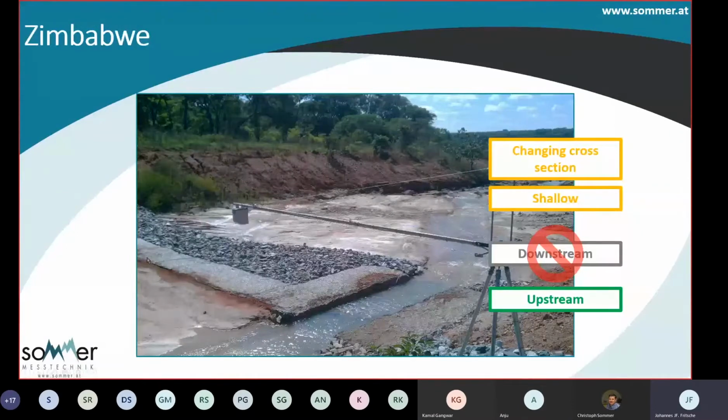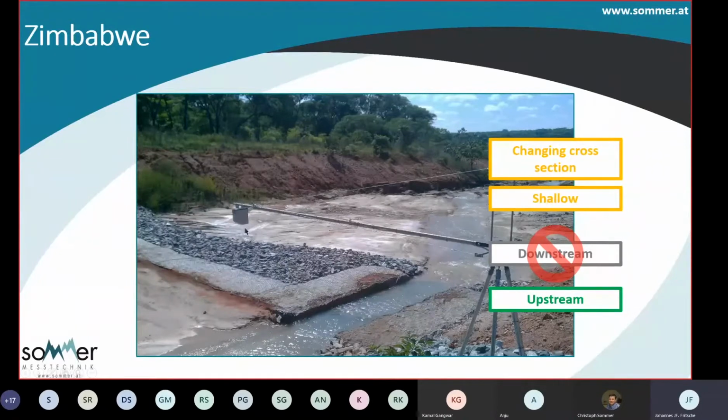And here an example of an irrigation channel in Africa. You have here the RQ installed on a cross arm onto the river. You can also see that it's a very shallow river, and you have a dramatic change in the cross section. So the cross section downstream is totally different from the cross section upstream. Downstream you have this construction here, and upstream you just have the sandy river bank.